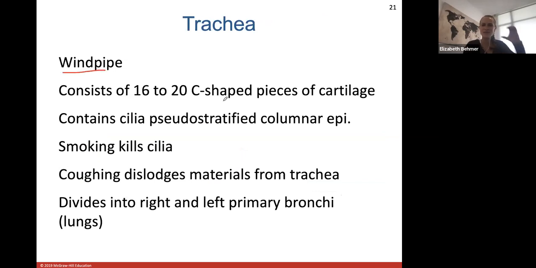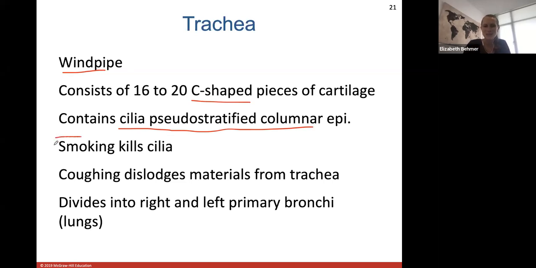Okay, so then here is the trachea, also known as the windpipe. It consists of these C-shaped pieces of cartilage that are lining it to keep the trachea open at all times. It contains ciliated pseudostratified columnar epithelium. What that type of epithelium does is the cilia move mucus through it. The mucus traps anything harmful that you might breathe in. So it's a very good epithelium that lines your trachea to try to keep your trachea clean.